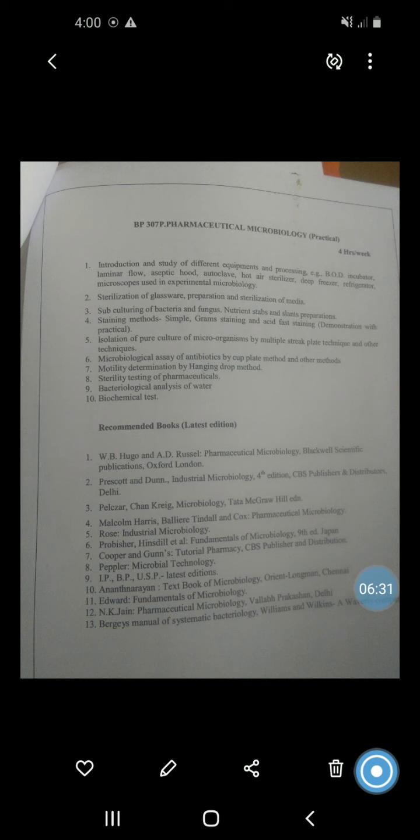So these are the requirements or equipment which are used for your microbiology practical.